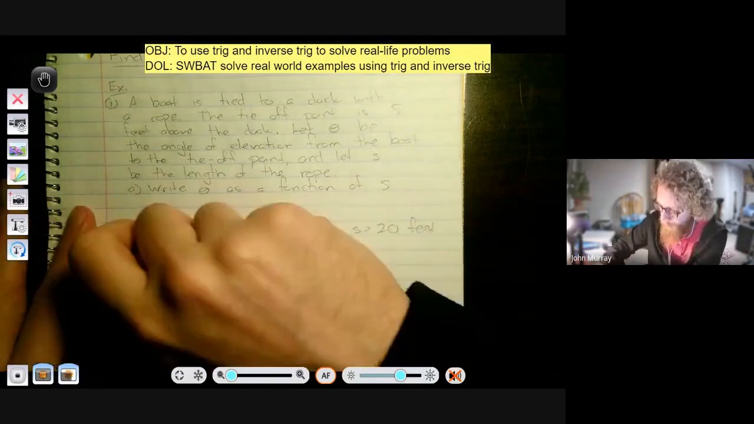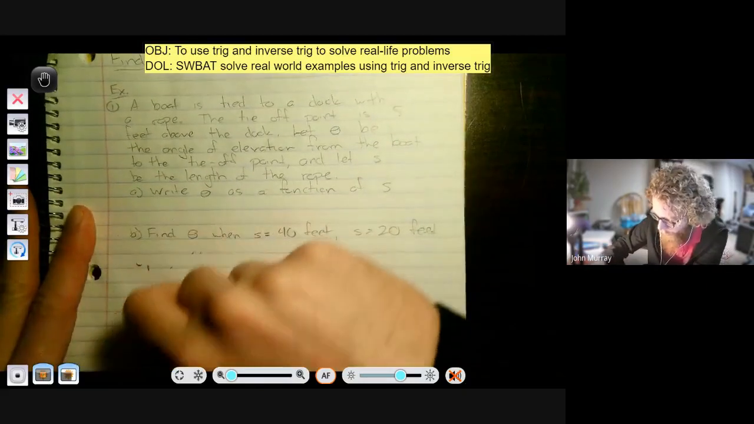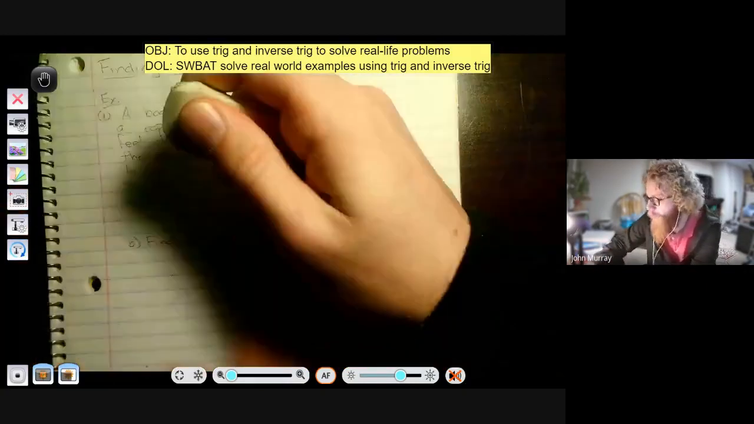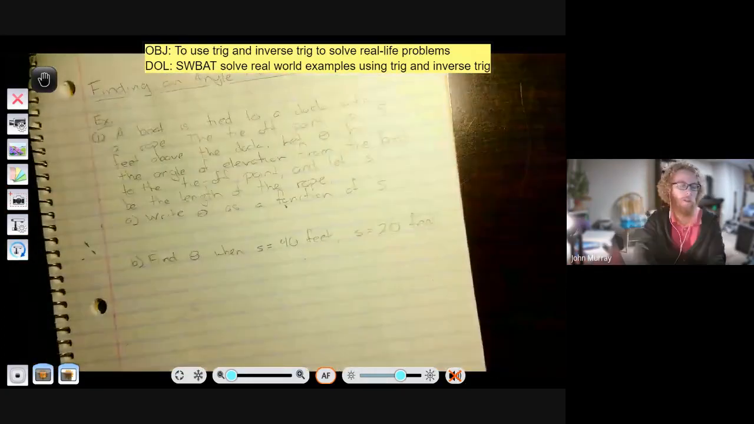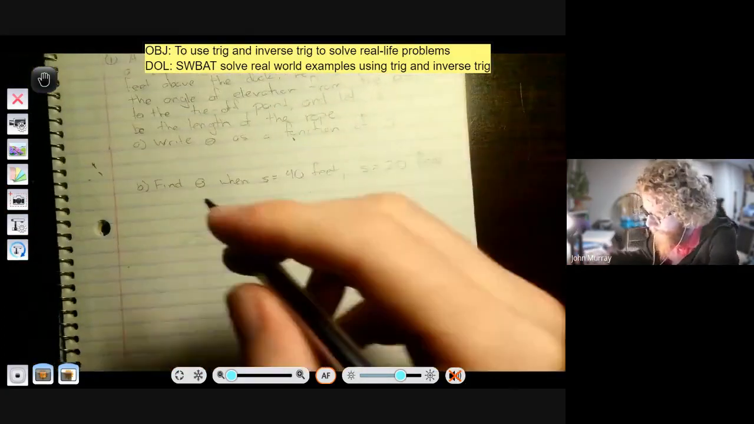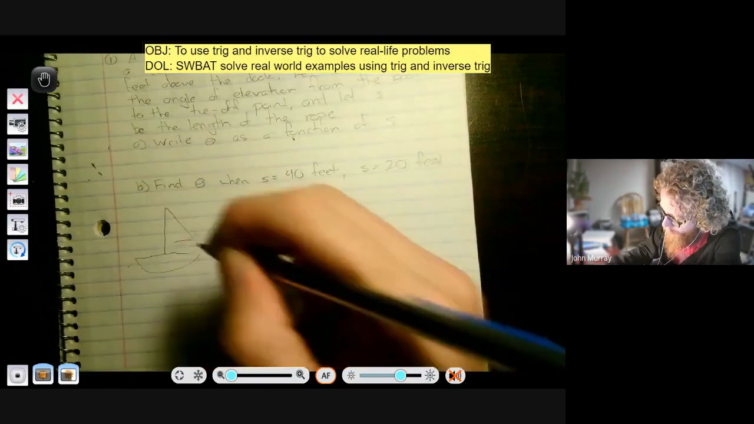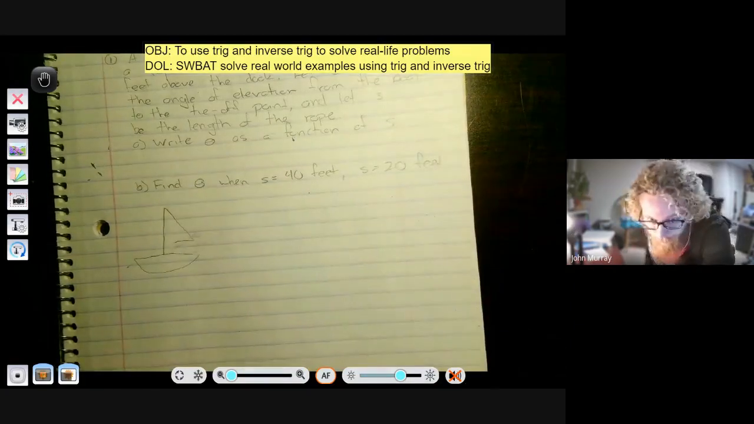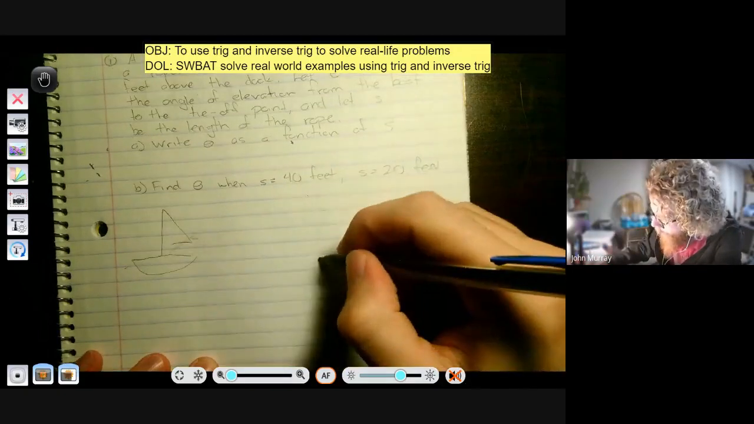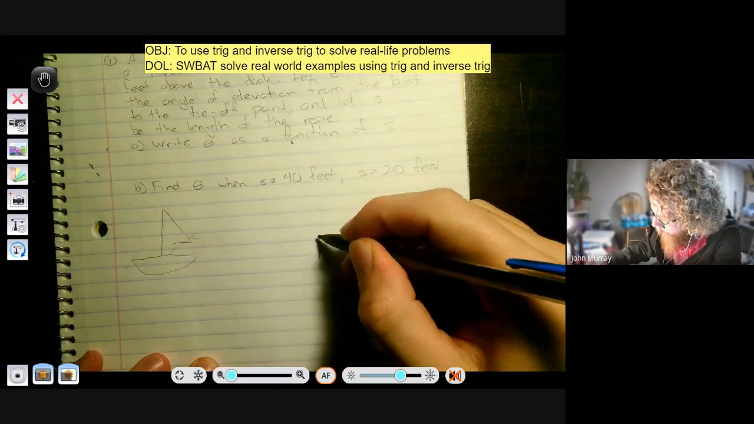Let me make this diagram a little bigger. All right. So again, first you're going to draw a diagram. Now, if you don't want to draw a boat and a dock, just as long as you get the concept. But I like being artistic, so I'm going to draw it. So we got our boat, little sailboat. And then over here we'll have our dock.